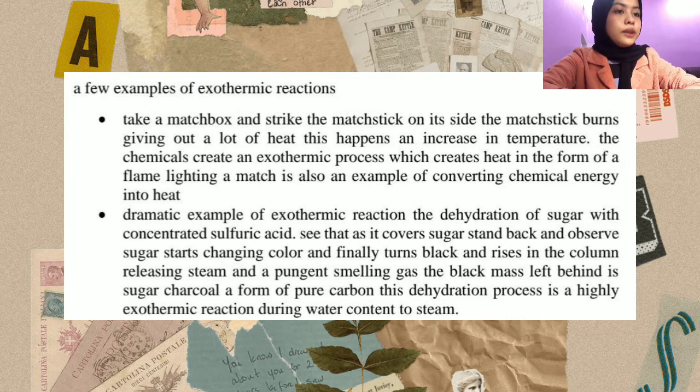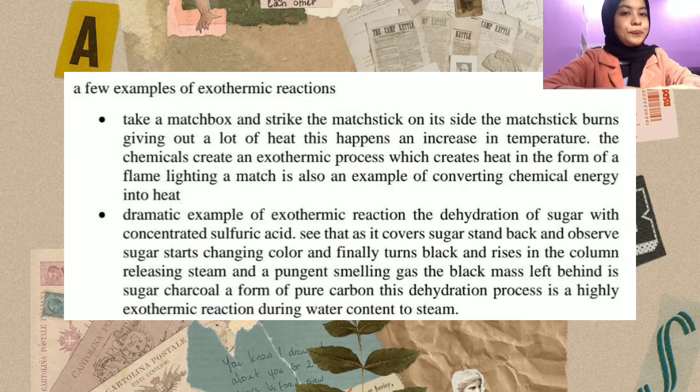A few examples of exothermic reactions. First, take a matchbox and strike the matchstick on its side. The matchstick burns, giving out a lot of heat. This causes an increase in temperature. The chemical reaction creates an exothermic process, which creates heat in the form of a flame. Lighting a match is also an example of converting chemical energy into heat.